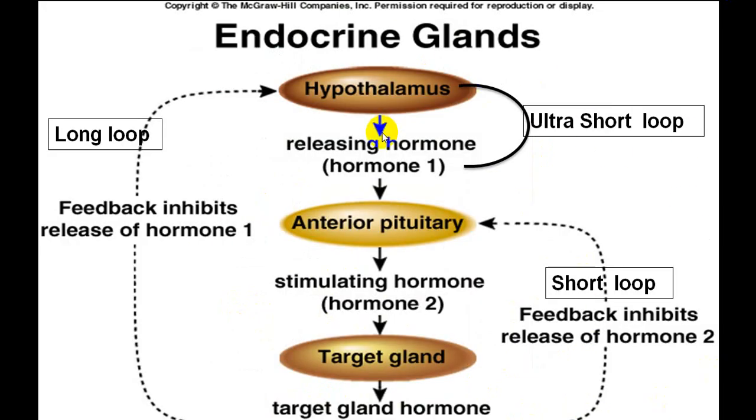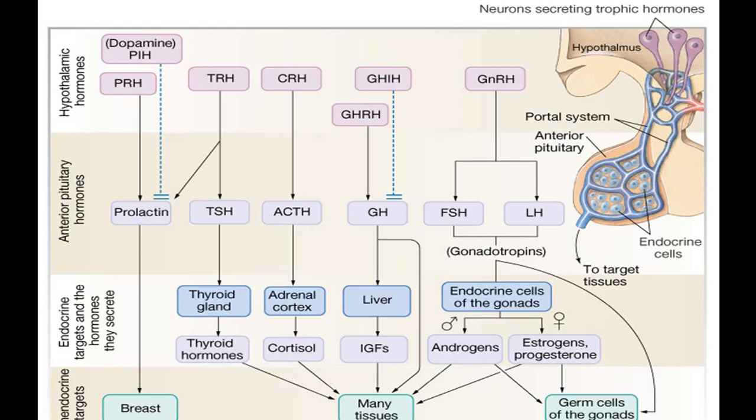This is again the same diagram. Hormone 1 say TRH, hormone 2 TSH, target organ thyroid gland secreting T3 and T4. T3 and T4 inhibit the anterior pituitary to release TSH. So this will be a short loop, and it inhibits the hypothalamus to release TRH. This is long loop, and if this TRH itself inhibits the hypothalamus to release, it will be ultra short loop. So these are the different things.